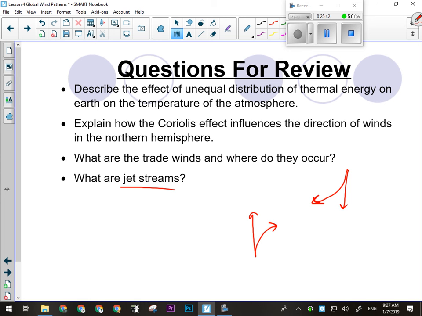What are the trade winds? Where do they occur? Well, we just talked about them. Near the equator there are easterly winds called the trade winds, so they happen at the equator.